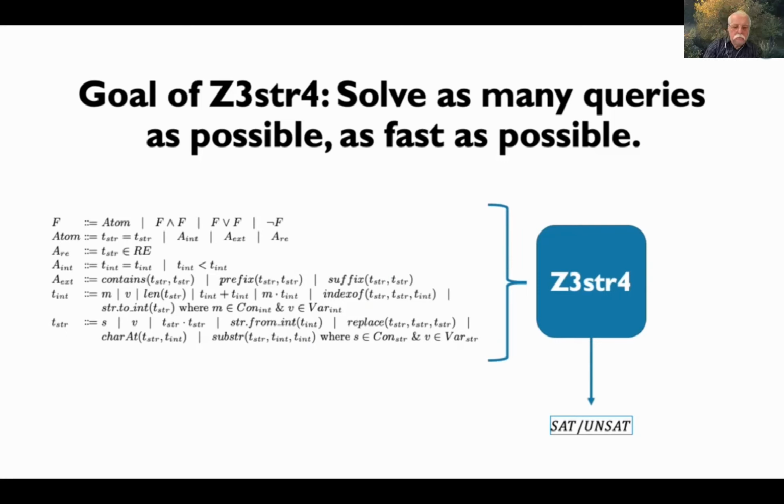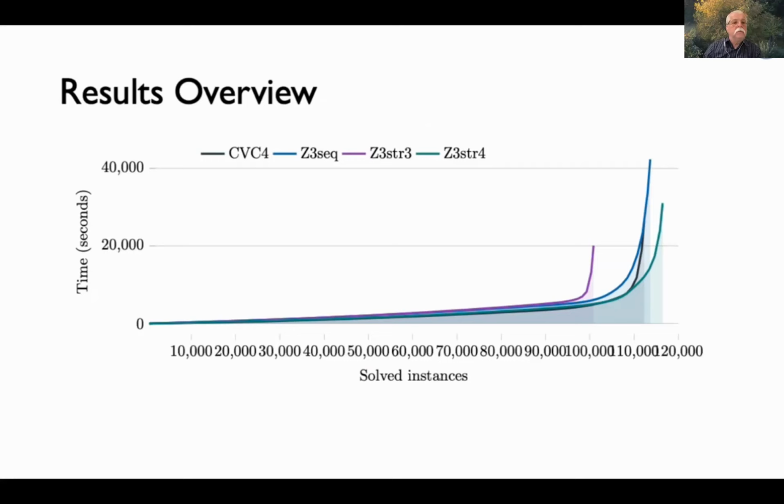Okay, so we know what kind of queries we want to solve, and we know that we want to solve them as fast as possible. And it turns out that the work we describe in this paper does quite well in terms of speed. So on the screen, you see our approach, Z3str4, plotted against the three best existing solvers, Z3str3, the Z3 sequence solver, and CVC4. And you have a plot where the x-axis represents the number of queries solved, and the y-axis represents the cumulative time taken to solve these queries. So basically, lines representing solvers that are closer to the bottom right of the graph are performing better. And what we can see is that over all of the existing solvers, over more than 120,000 queries, Z3str4 performs the best.